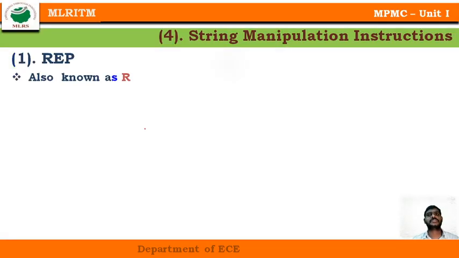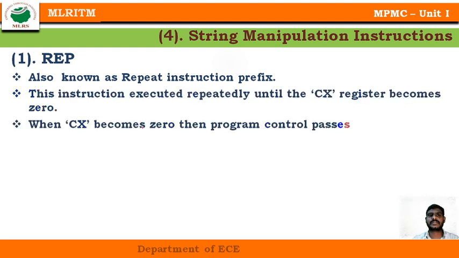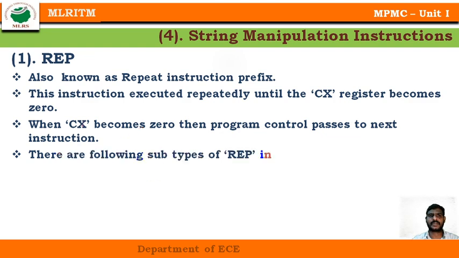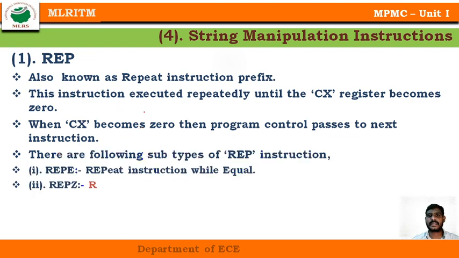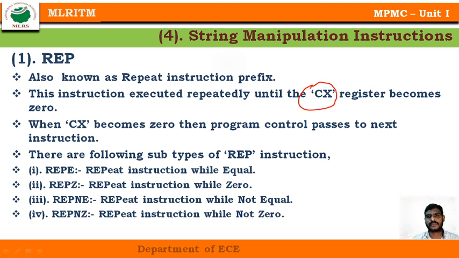Then we'll go for the string manipulation instructions. In this type, the first instruction is REP, the repeat instruction. This instruction executes repeatedly until the CX register becomes 0, because as we know the CX register is meant for counting. If I want any counting application, the CX register is set. Whenever I initialize CX and use the REP instruction, it executes until CX becomes 0. When CX becomes 0, program control transfers to the next instruction.